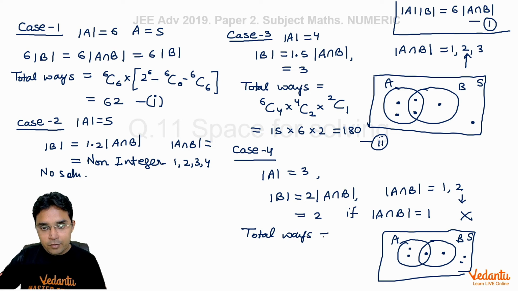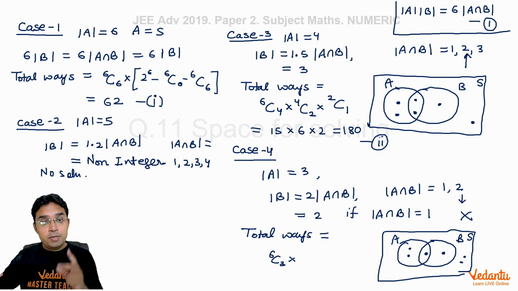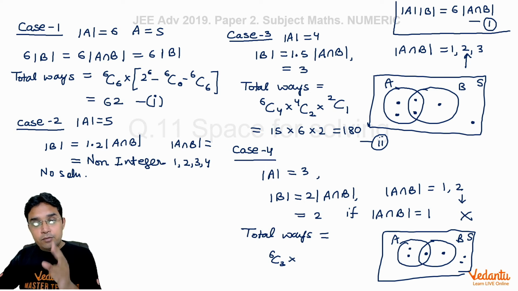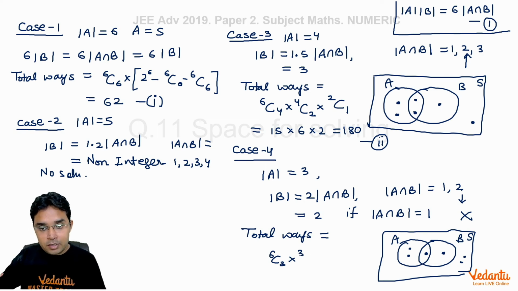So total ways for this one will be: first we select A in 6C3 ways. Then from these 3 elements of A, we select 1 element for their intersection, 3C1 ways. Into, then we select 1 more element of B from 3 elements outside A, which is 3C1. So this becomes 20 into 3 into 3. So this also comes out to be 180. Let us call this 3.